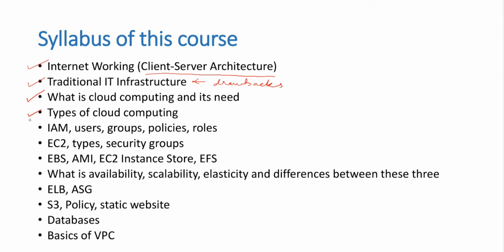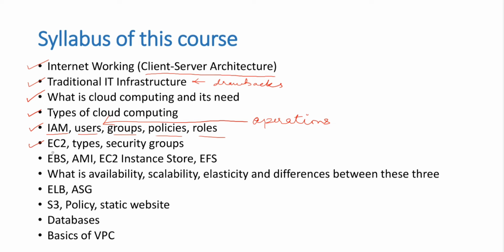Next, we will see the types of cloud computing. Then we will see IAM. It is the service to manage the users, groups, policies and roles, and also we create multiple users for a single AWS account and assign them permissions, so that we can tell them what kind of operations they can perform on the AWS account. Okay, so this is for security and for control.